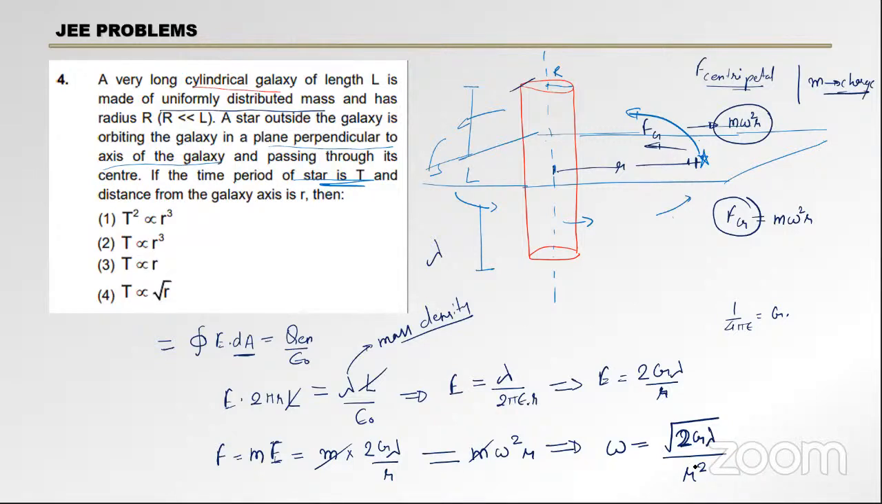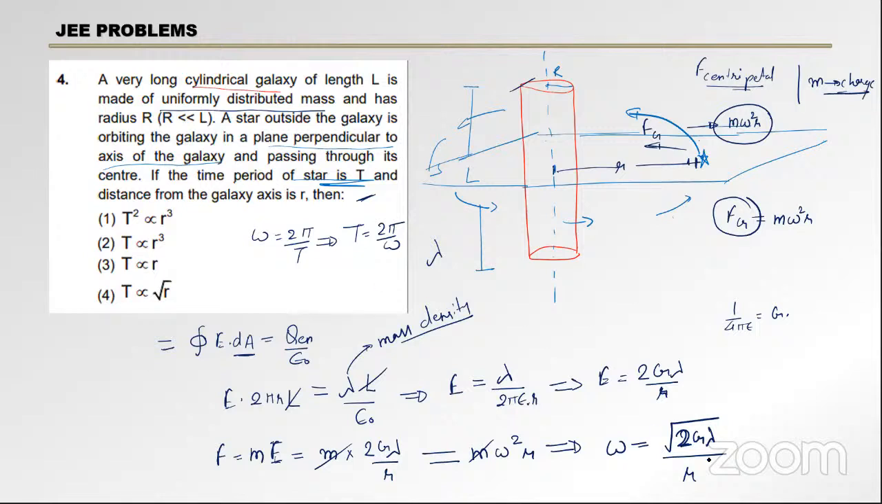R square का under root is r. Okay, so here it will be r. Now we have to find the relation with time, not with omega, but we know omega is equal to 2 pi by T, right? So in place of omega, we can put T is equal to 2 pi by omega.